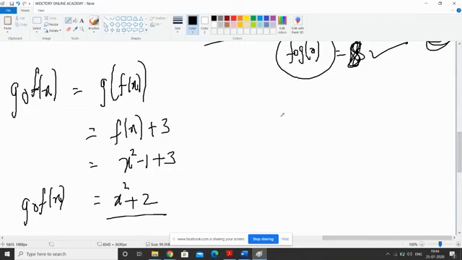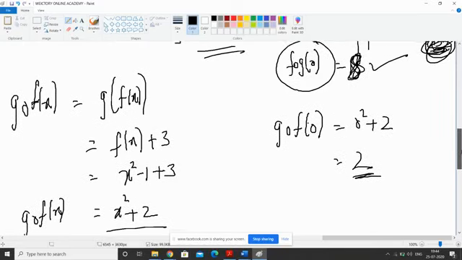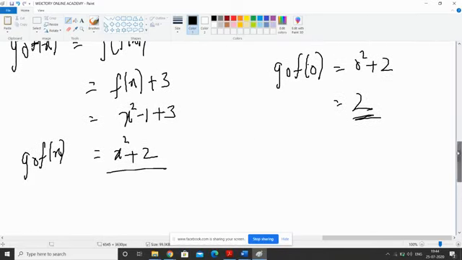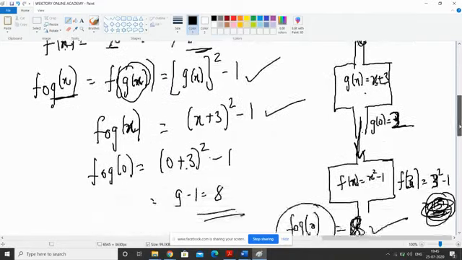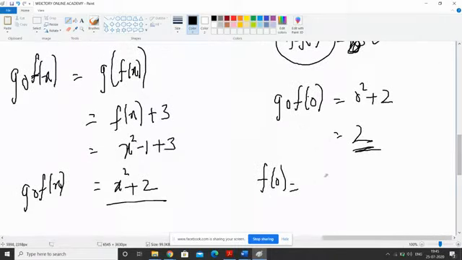If the question comes like find out the value of g o f of 0, you can directly substitute 0 here. So you will get 0 square plus 2, which is 2. Okay, so this is the answer. Or you can do it in a two-step process. So g o f of 0 means first we will find out f(0). f(x) was x square minus 1, so we will find out f(0) first.